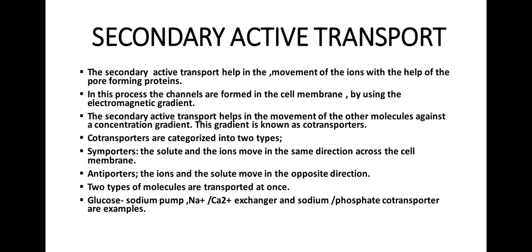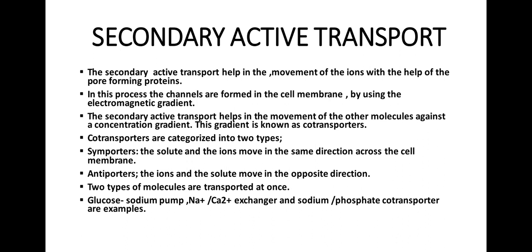Secondary active transport helps in the movement of ions with the help of pore forming proteins. In this process, channels are formed in the cell membrane by using an electrochemical gradient. Secondary active transport helps in the movement of other molecules against a concentration gradient. The proteins involved are known as cotransporters. Cotransporters are categorized into two types, symporters and antiporters.